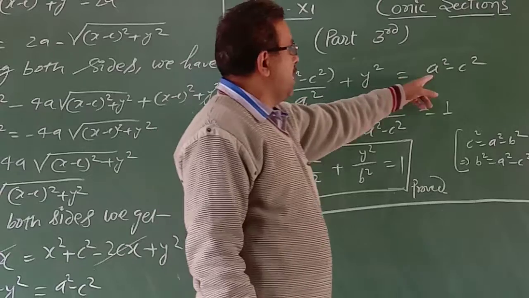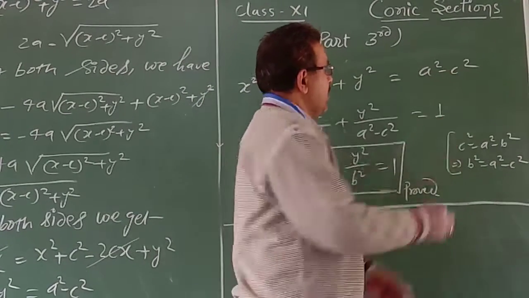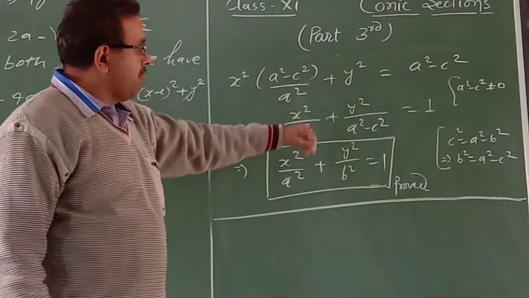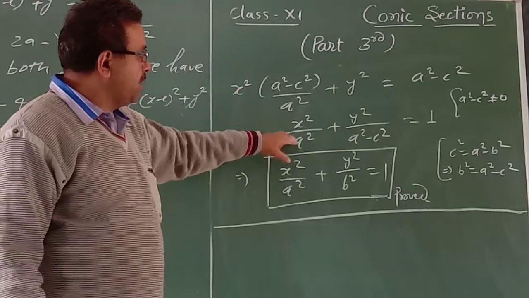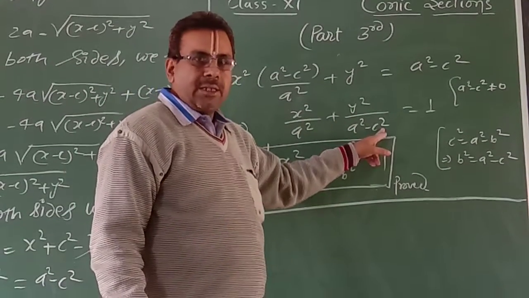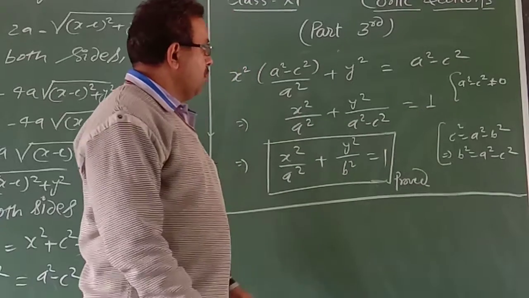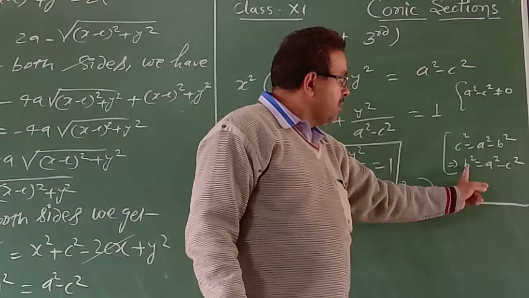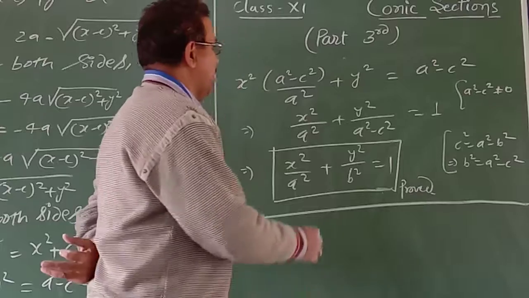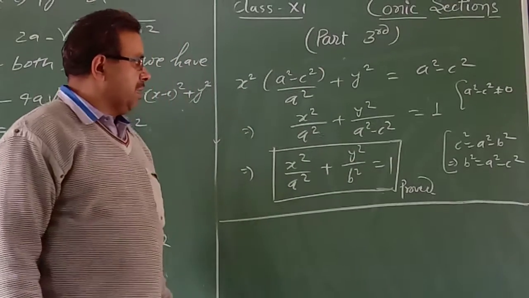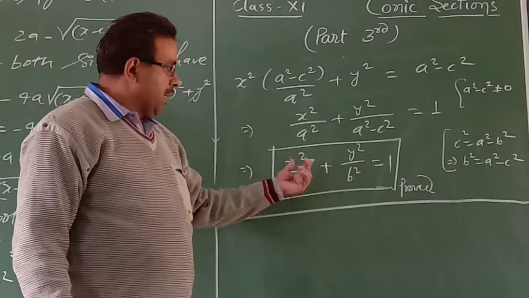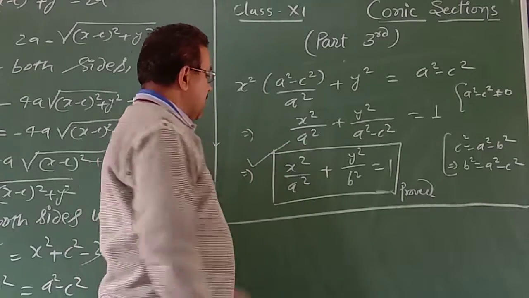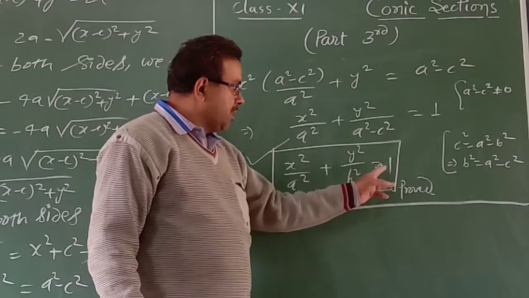Now simplify next term, we have here x square in bracket a square minus c square divided by a square plus y square equal to a square minus c square. Since a square minus c square is not equal to 0, so dividing both sides by a square minus c square, we have x square by a square plus y square by a square minus c square is equal to 1. And we know that the relation between a, b, c is c square equal to a square minus b square, that is b square equal to a square minus c square. Putting the value in the place of a square minus c square is equal to b square, we get the standard equation of ellipse. So the standard equation of ellipse is x square by a square plus y square by b square is equal to 1.